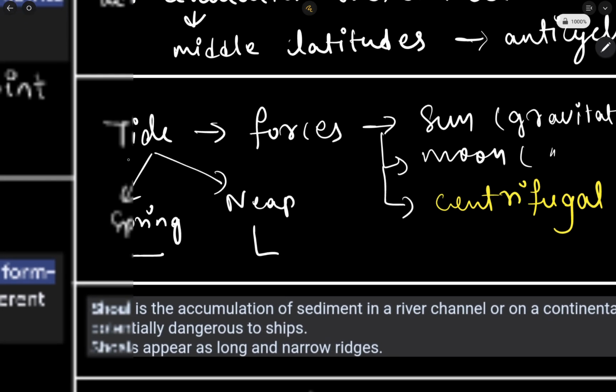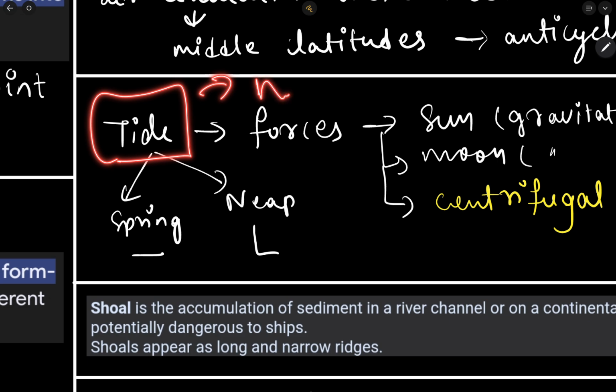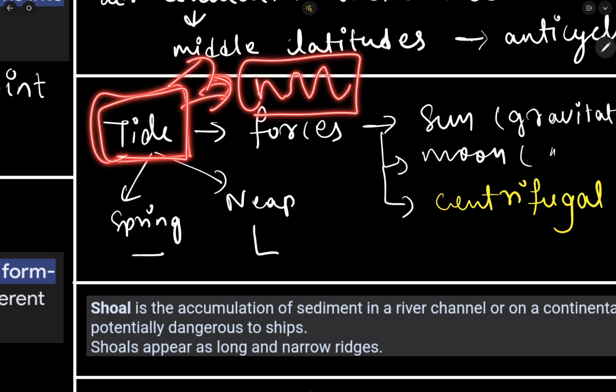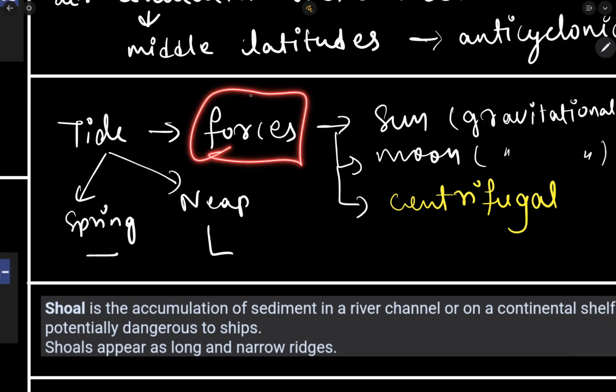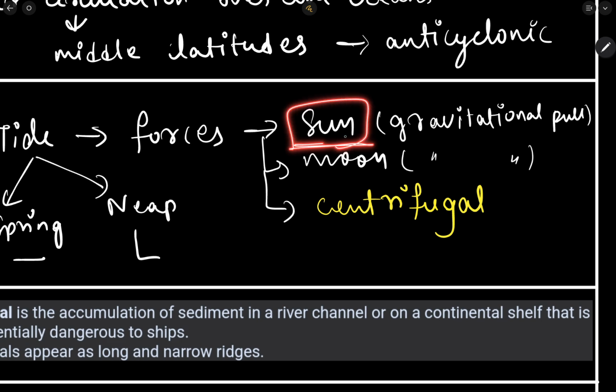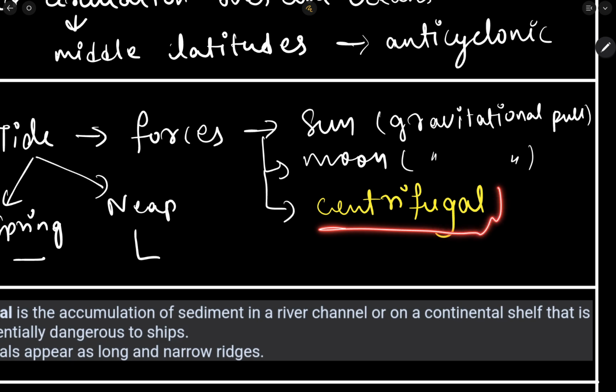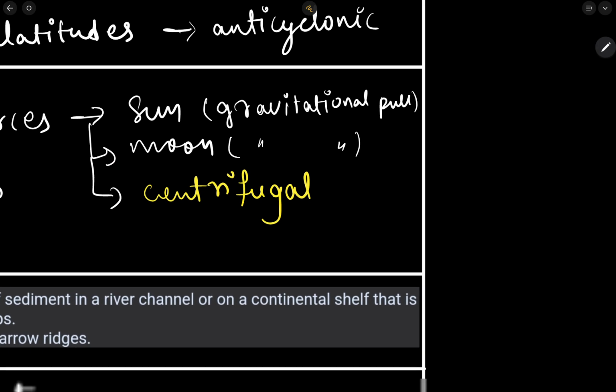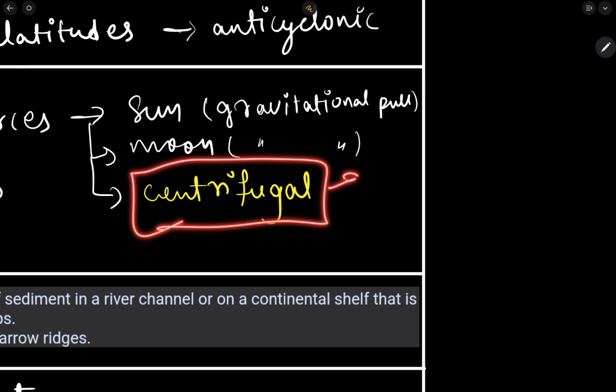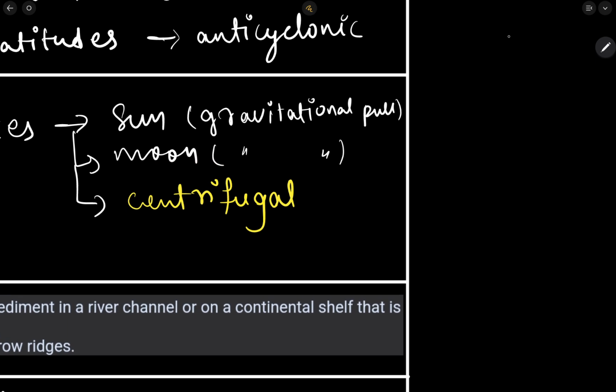Next we have the tide. Tide is nothing but the rise and fall of the sea. Basically there are three forces which act upon the earth to form the tide. We have the sun's gravitational pull and the moon's gravitational pull, and next we have the centrifugal force. We need to definitely keep an eye on and focus more on this centrifugal force, because there are two types of force. One is a centripetal force and the other is a centrifugal force.